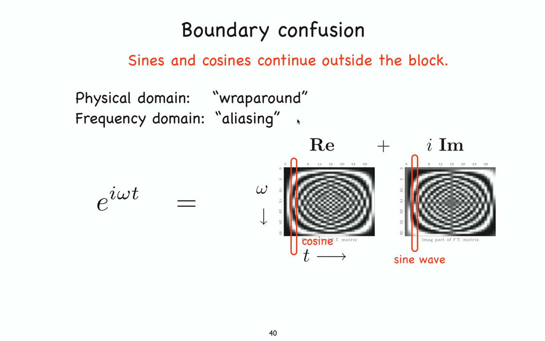So these are kind of issues: these sine functions and cosines continue outside the block. They just continue out here. And this one here just continues outside the block. You have something in here, and it continues outside the block there, and they're just periodic. In the physical domain, like in time and space, this is called wraparound. Physical means t and x. Time and space is the physical space. This is called wraparound. And in the frequency domain, omega and kx, it's called aliasing. And this can lead to a lot of confusion. It does.